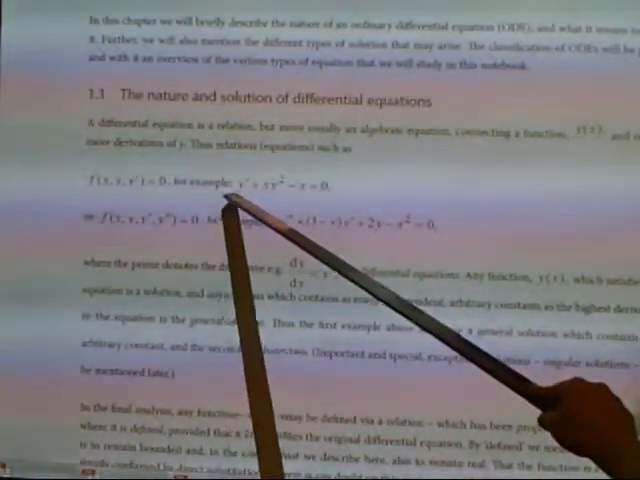What is a differential equation? A differential equation is more than an algebraic equation; it also includes differentials. For example, y prime plus a y squared minus a equal to 0. This is a first order differential equation. Then y double prime plus minus a y prime plus 2y minus a squared equal to 0. This is a second order differential equation. Here y prime is equal to dy by dx. So if the rate of change is included inside the equation, that equation is a differential equation.